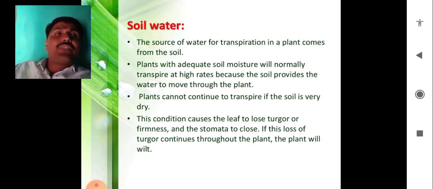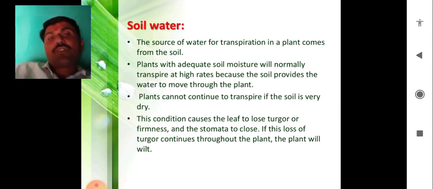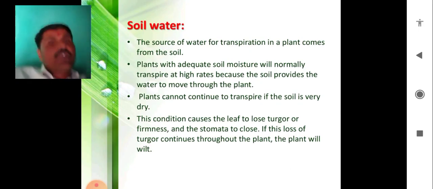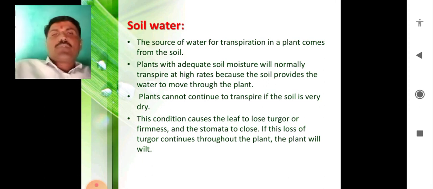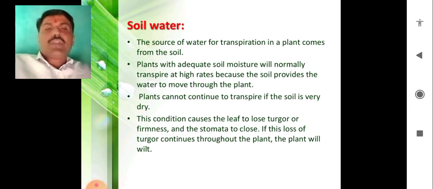Plants with adequate soil moisture will normally transpire at high rates because the soil provides the water to move through the plants. A plant cannot continue to transpire if the soil is very dry. This condition causes the leaf to lose turgor or firmness and the stomata to close. If the loss of turgor continues throughout the plant, it will wilt.